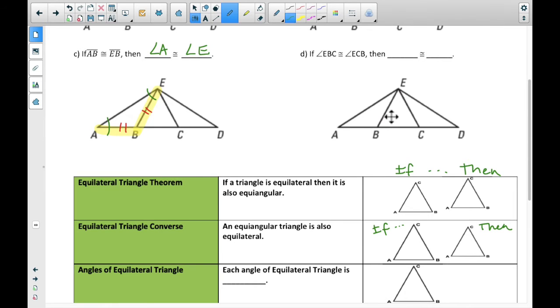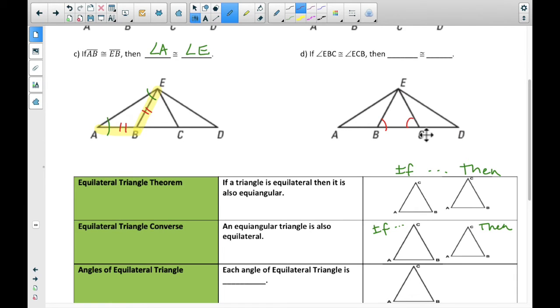Now this one's going to be the converse, so we have to do a similar thing, but we'll start looking at the angles. EBC is this angle right here. EBC, right here. And ECB is over here. ECB. I'm going to erase some of that because it's getting too messy. What I want to really focus my attention on is EBC is here and ECB is here.